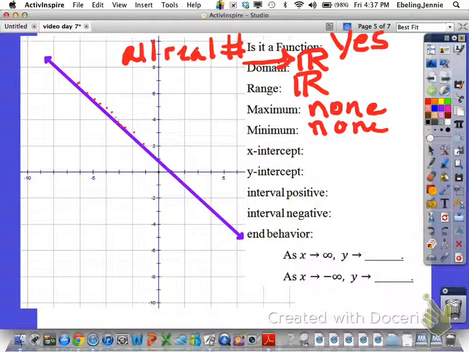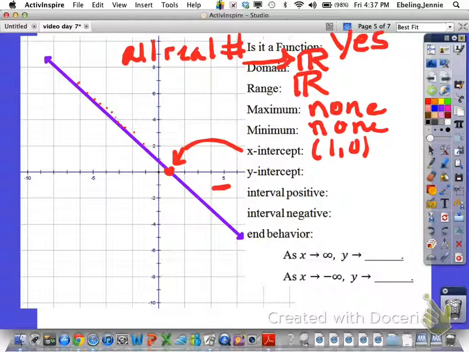The x-intercept, where it crosses the x-axis, so we take a look at that point right there. Notice how the grid is being marked. We have 1, 2, 3, 4, 5, so we're counting off in ones. So my x-intercept, I name this point right here, so I do 1, 0.